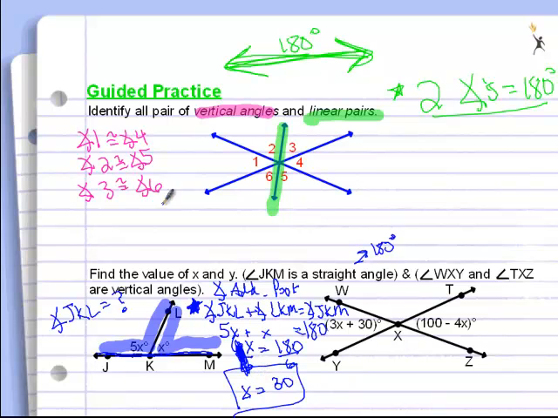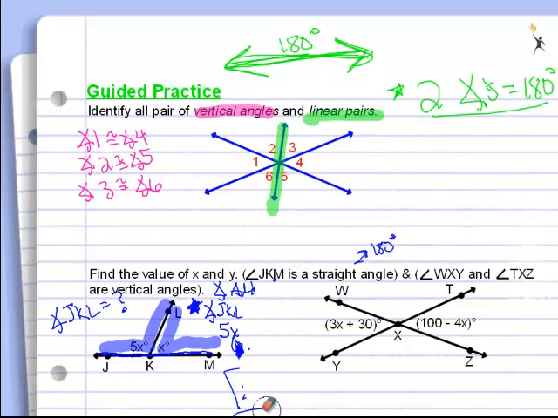Let's go into the next problem. I'm going to erase this just so that we've got enough room here. Of course, I'll write the answer below it because we did solve it. X equals 30. Good job, class.